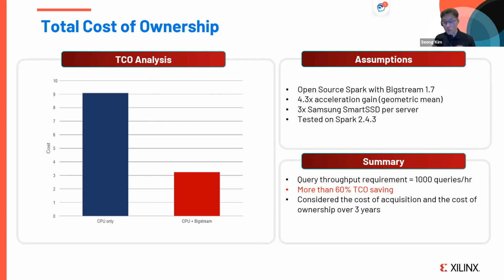So in order for us to achieve 1,000 queries per hour, how much you have to spend with the CPU-only solution versus what is the CPU plus SmartSSD with the Bigstream acceleration is shown here. So you can see, you can save more than 60% of the TCO. And this is the total cost of ownership for 3 years. So this can show you the key value of acceleration, how much savings you can make.